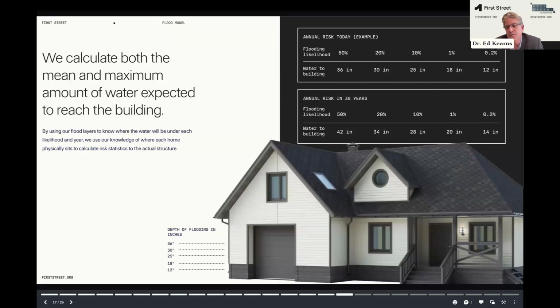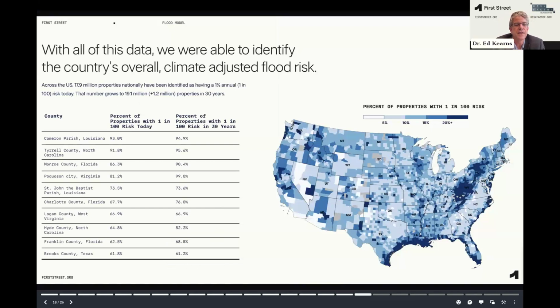So, of course, the building could be raised up on stilts. It could be hardened against flooding. These are all things that we can take into account to see how much damage there is likely to be. When we're looking at, across the U.S., this is looking at the 1 in 100 year risk, or the 1% annual risk. What's the difference between what we're expecting from, say, the FEMA flood zones and what we're seeing across the U.S.?